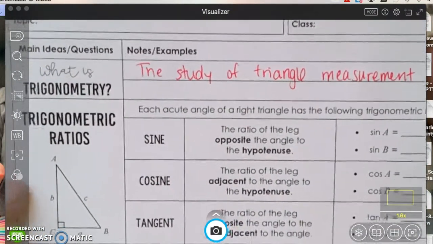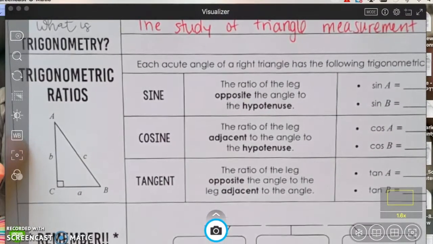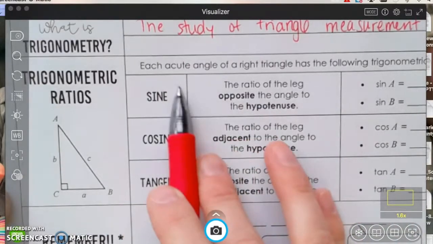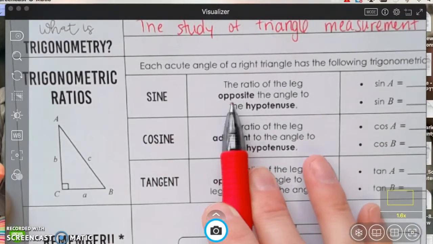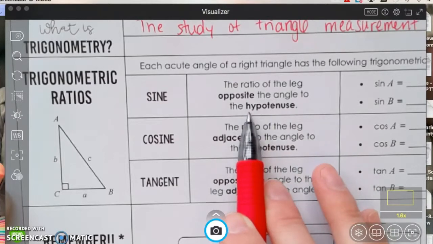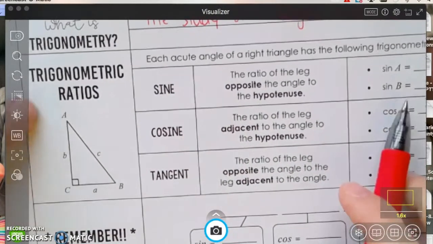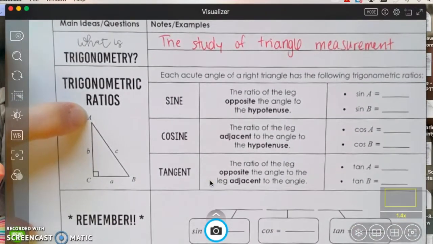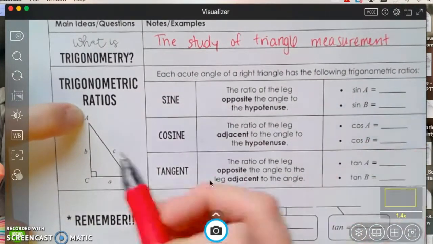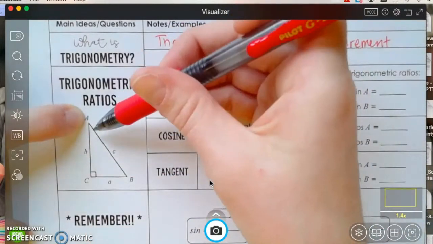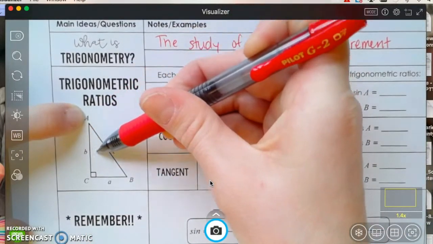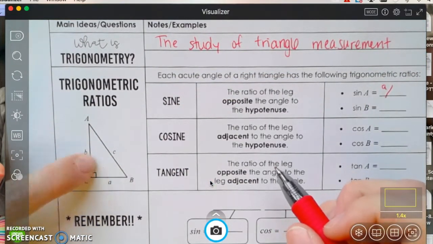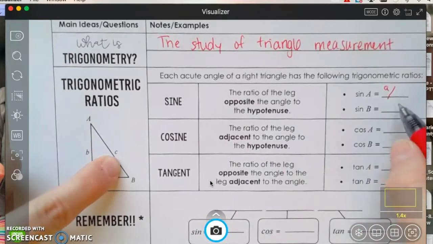So these are going to be the three that we talk about today. So sine, cosine, and tangent. The sine function is actually a ratio, and it's of the leg opposite the angle to the hypotenuse. So if I'm looking at the sine of angle A, the leg opposite of angle A is little a, over the hypotenuse, the longest leg across from that right angle, which would be C. So it would be A divided by C.